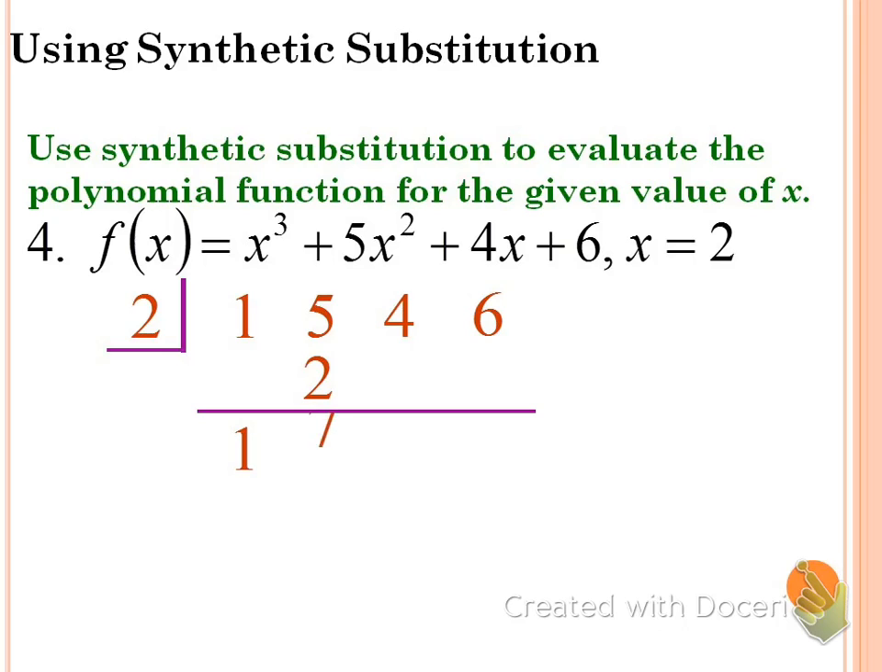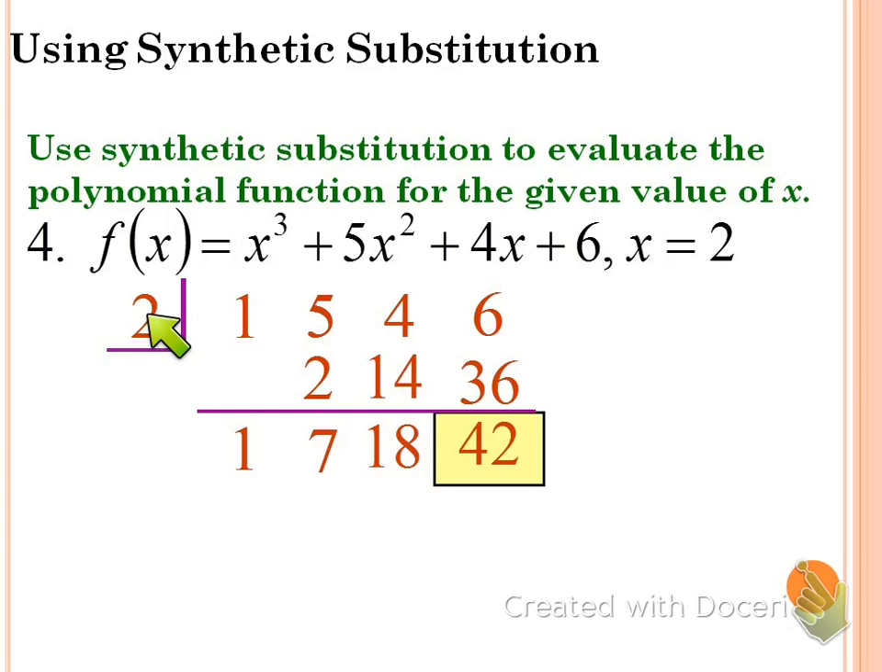Then you add those 2 numbers, bring it down, multiply that number by 2, write it in the next column. Add those, bring it down, multiply by 2, write it in the next column. Add those, bring it down. Don't multiply by 2. The last step, you do not multiply by what you plugged in.